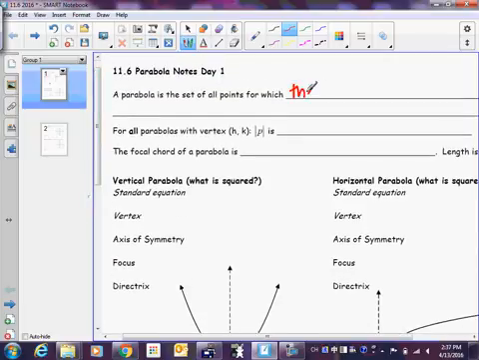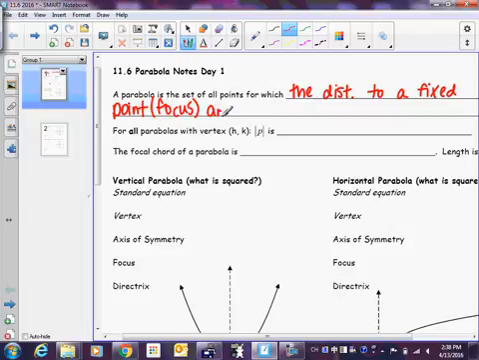So it's the distance to a fixed point, which we call the focus, and a fixed line. Do y'all remember the name of that fixed line or find it on your paper? What's the other one? Directrix. The axis of symmetry does something a little different. Is the same.